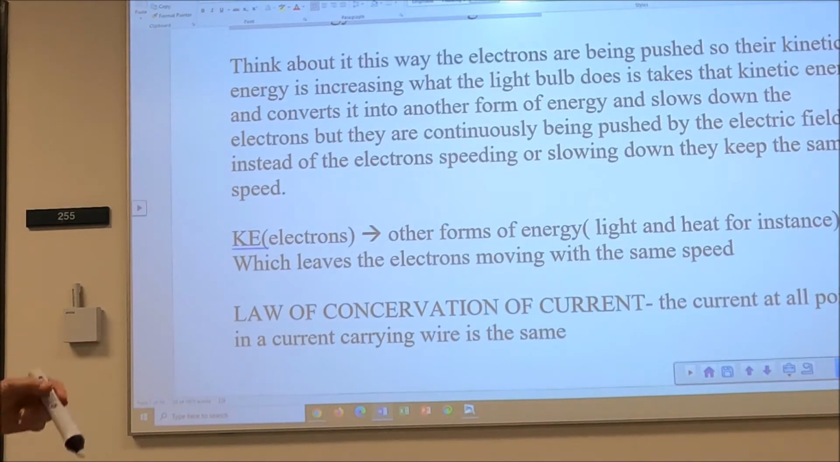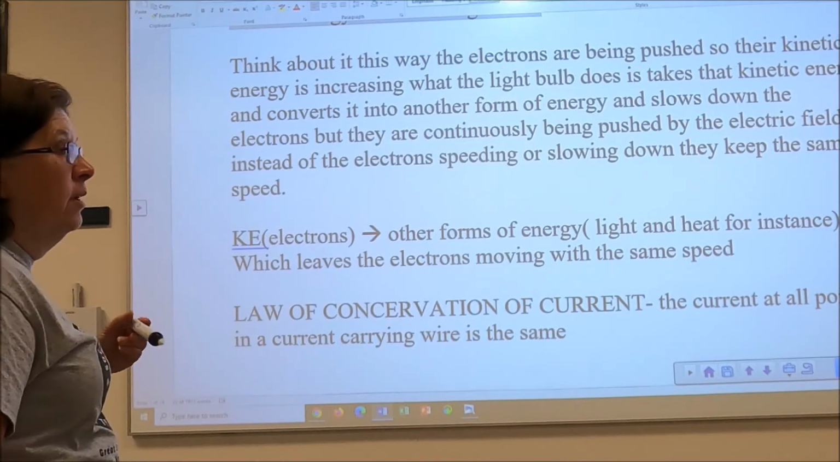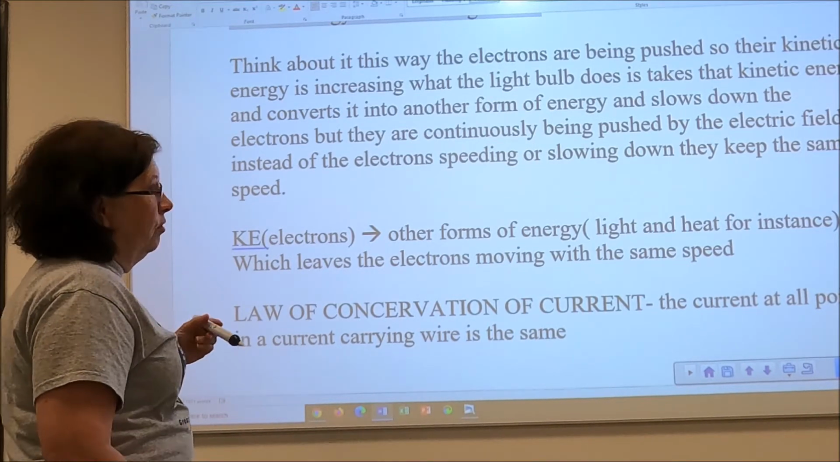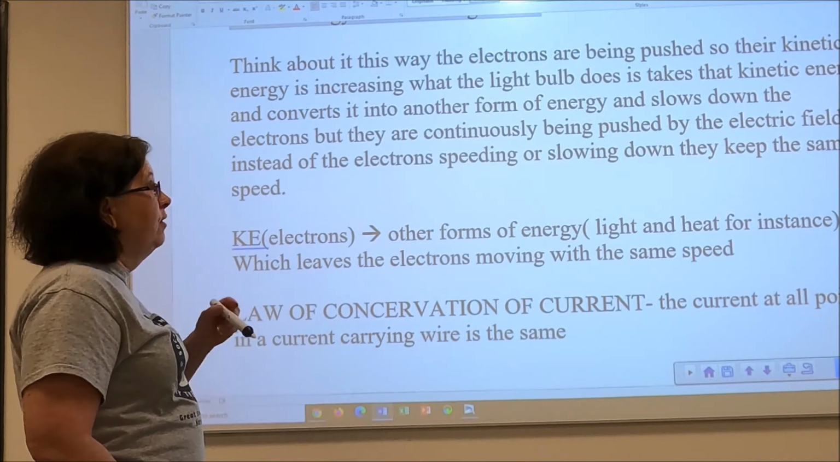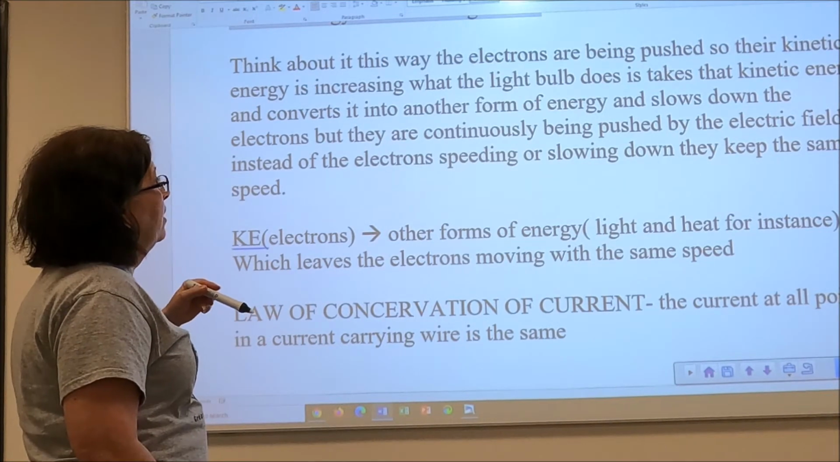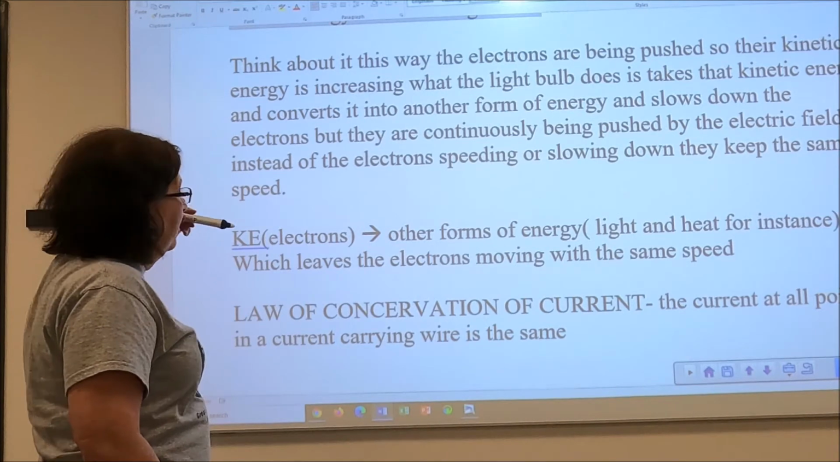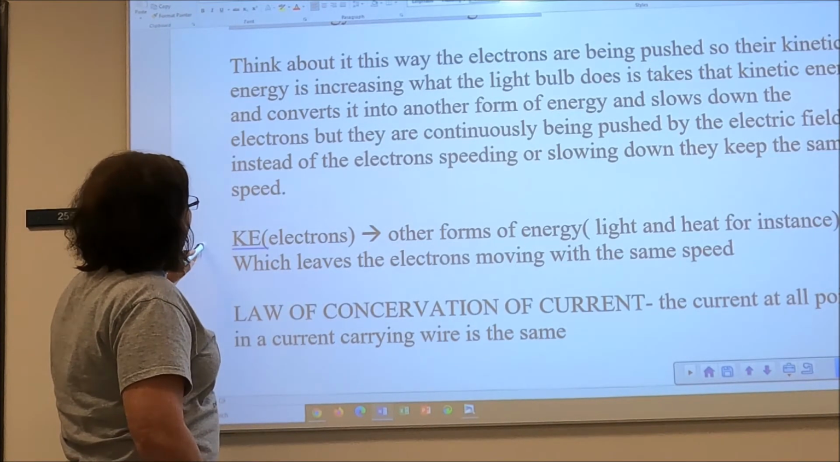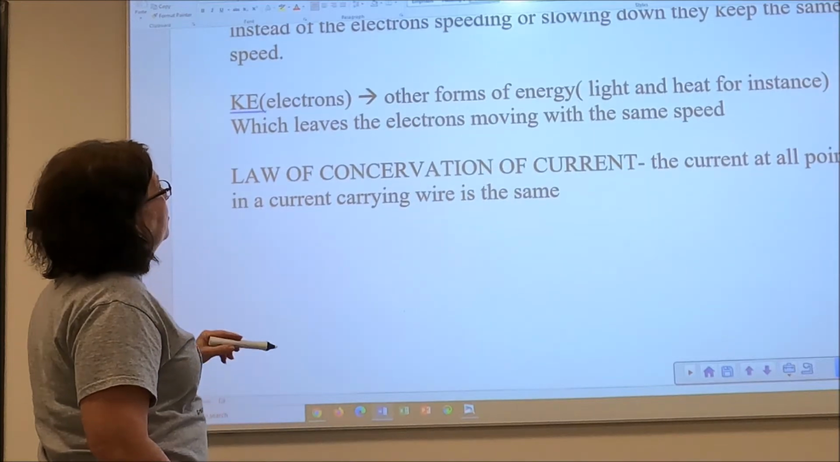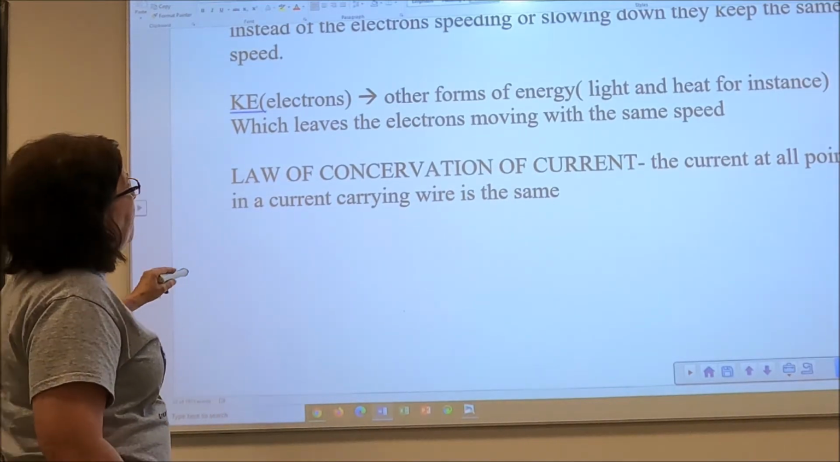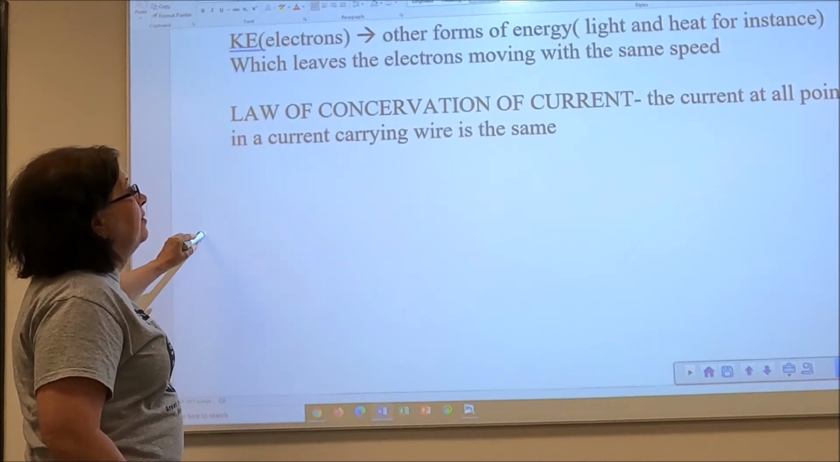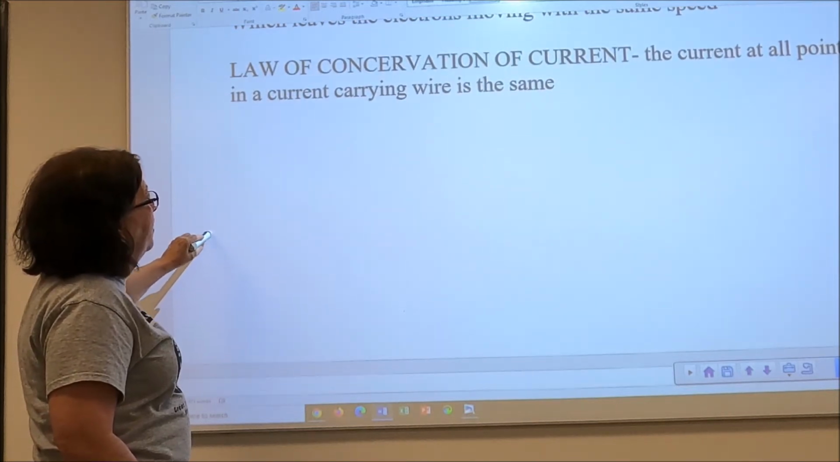So if you think about it, since the electrons are continuously being pushed by the electric field, they want to increase their kinetic energy. But the light bulb slurps some of that kinetic energy up and transfers it out as a form of light and heat, and as long as you're continuously pushing, the electron speed remains constant. So the law of conservation of current says that the current at all points in a current carrying wire are the same.